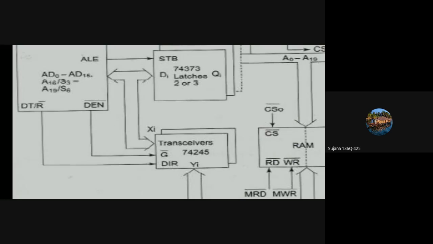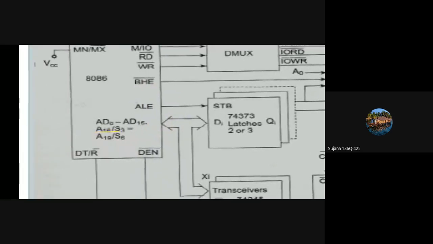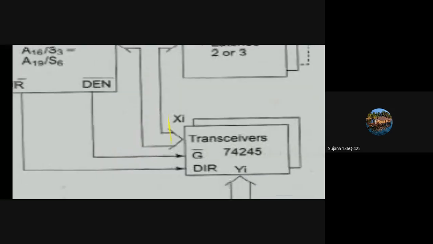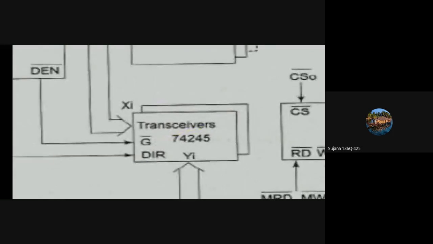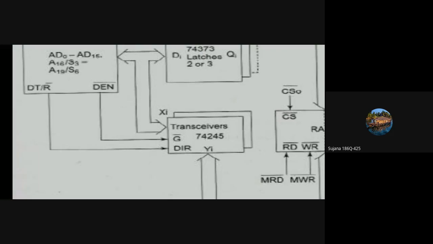If you can see, a double-headed arrow is indicated on the transceiver, from this point of the 8086 to this side. We are using a double-headed arrow, which means it can take the input from the microprocessor, and it can give the output also.